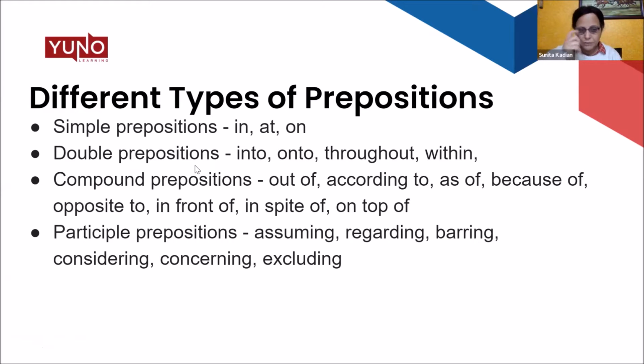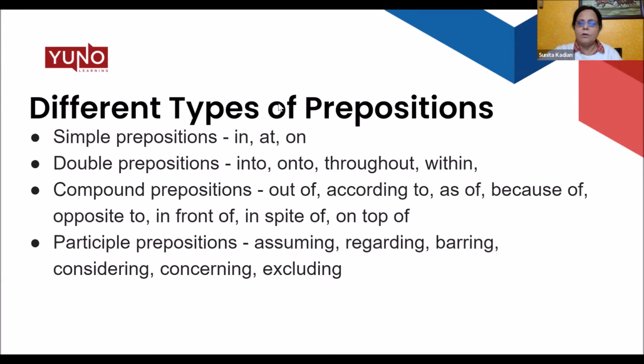So simple prepositions are like in, at, on, by, after, before. These are all simple prepositions. Just one word is there, right? In this way, where do you live? You live in a particular place. That means you're talking about that area. When you say, I live at so-and-so place, you mean that specific point in a particular area.